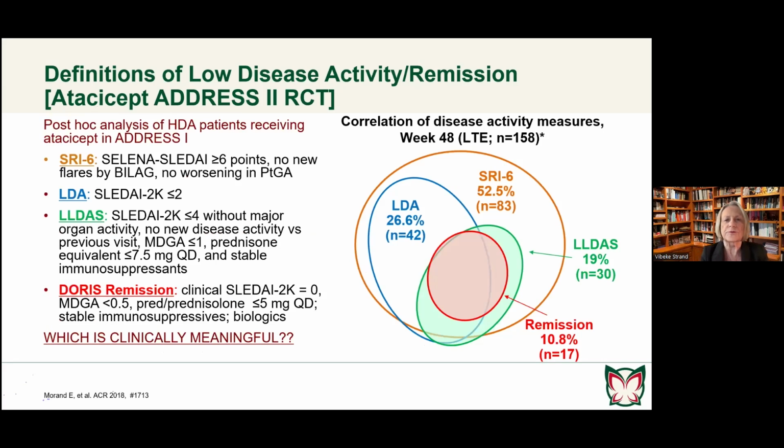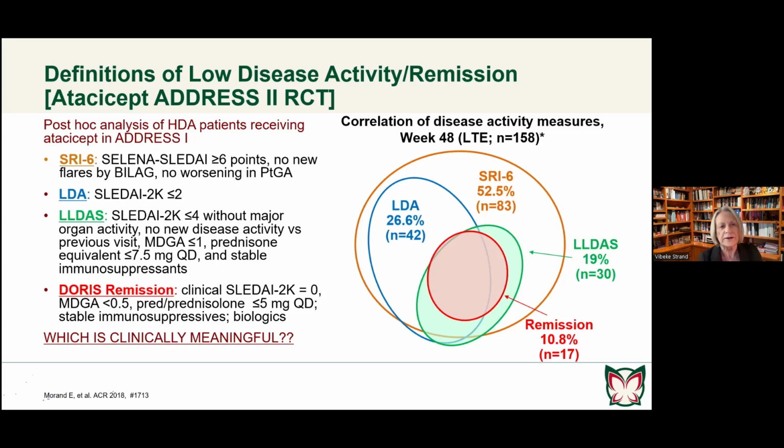Just to show you the difference between clinically meaningful low disease activity or DORIS remission, and then what we see with an SRI-6 or low disease activity. This is from the atacicept ADDRESS trial. And yes, it's a few years ago, but it was a very promising product. You can see the SRI-6 had about 52.5% responders. LDA dropped that to 26.6%.